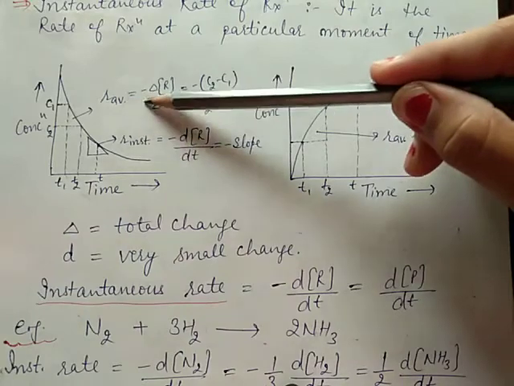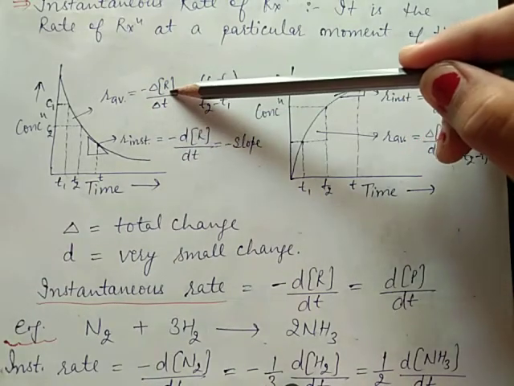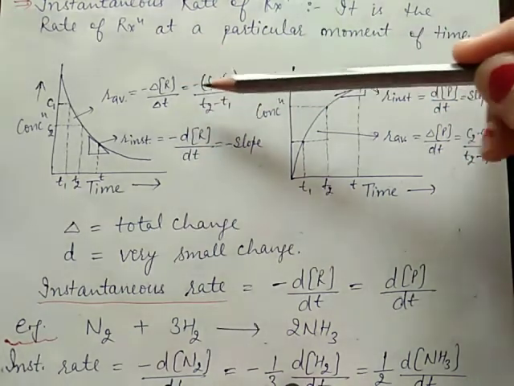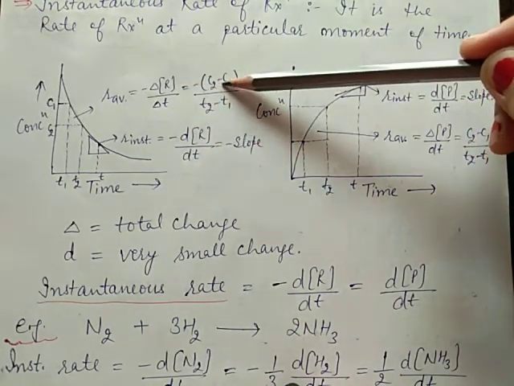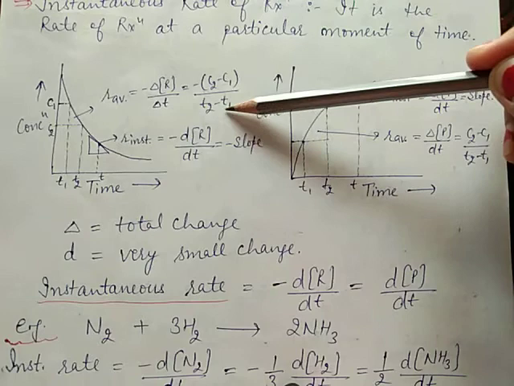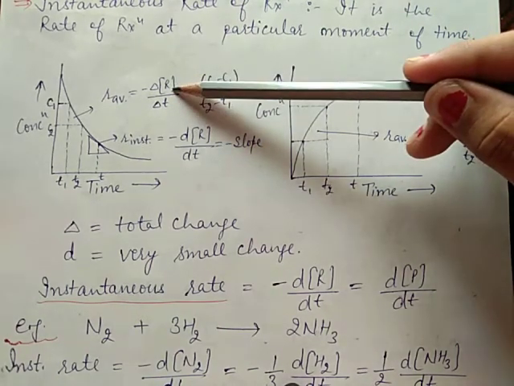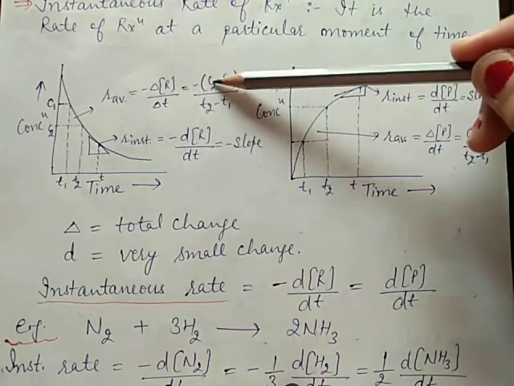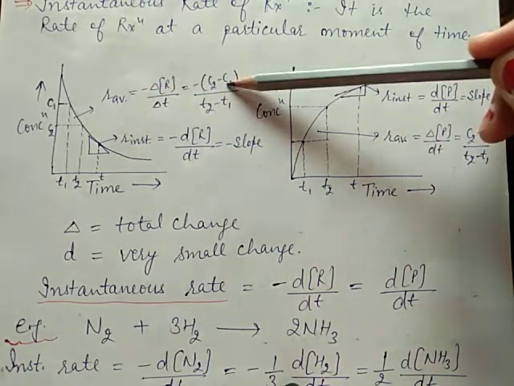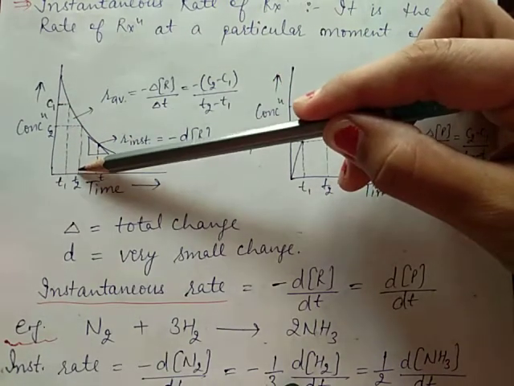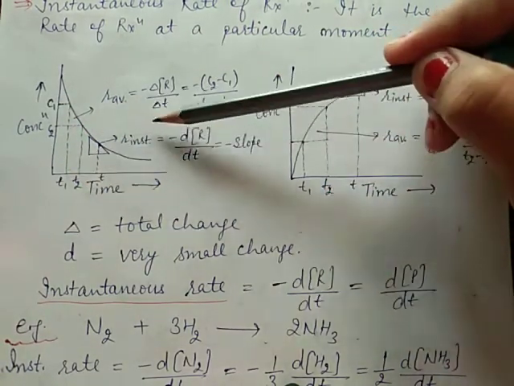Average rate is equal to minus delta concentration of reactant divided by delta T. That is equal to minus (C2 minus C1) divided by (T2 minus T1). R is the concentration of reactant, so it becomes C2 minus C1, meaning final minus initial. Here, same in this case, T2 minus T1 is delta T.